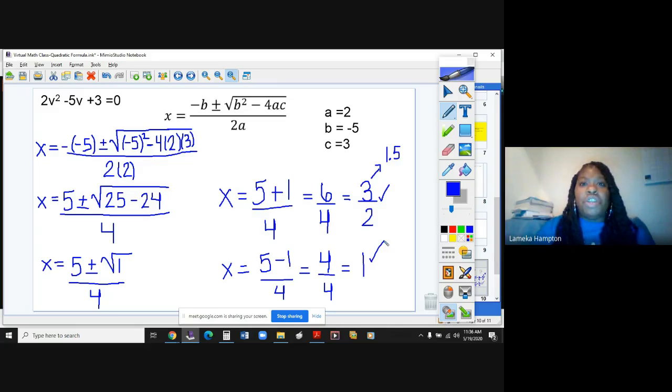So, Ms. Hampton, we did all of this. What does this mean? Well, this basically means that 1.5 and 1 are my final answers in this particular quadratic equation. That's what that means. What it also means is this. I can substitute 1.5 back into wherever I see a V. And when I do that, the goal for me is to get my answer to be 0.